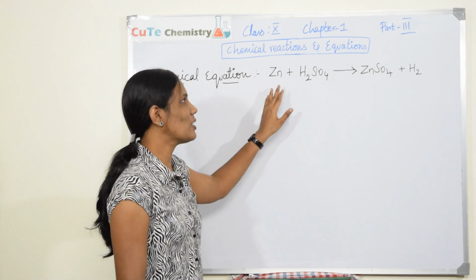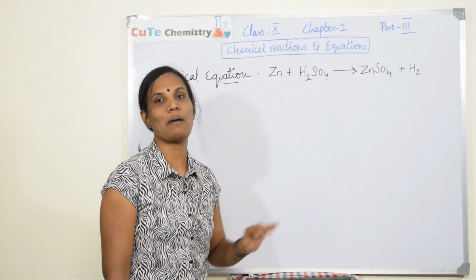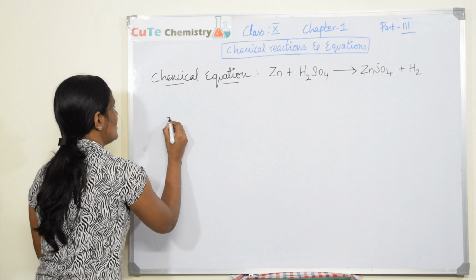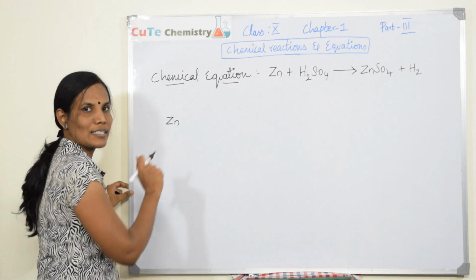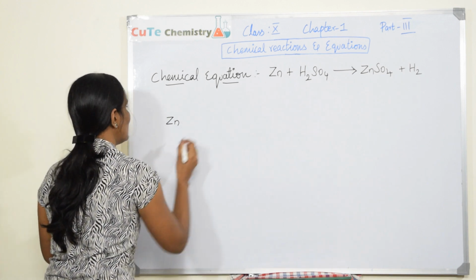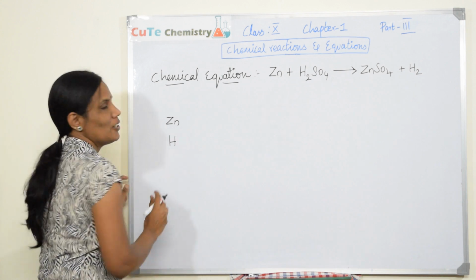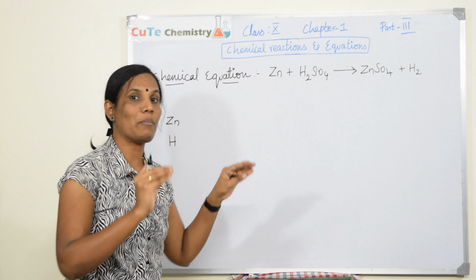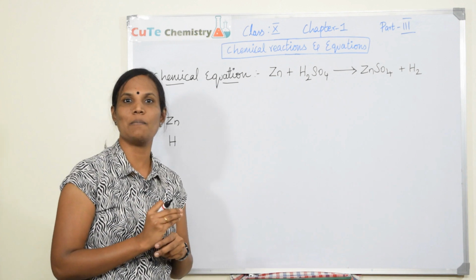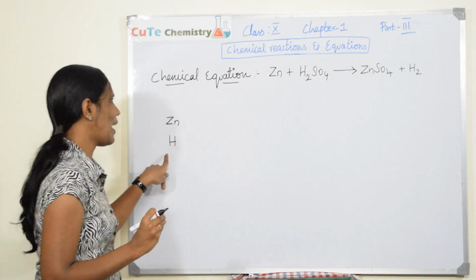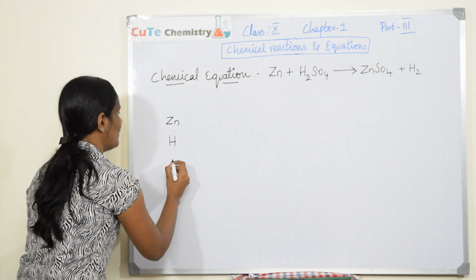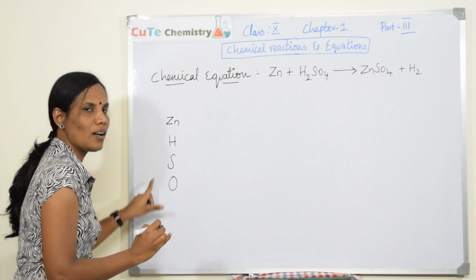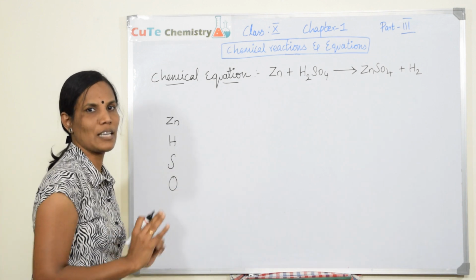The first step is to write the number of atoms participating in this reaction. So we will write like this: zinc, the formula for zinc is Zn, and then hydrogen. You cannot write H2 here because we are going to calculate the number of atoms participating in this chemical reaction. So we can write H, and then sulfur S, and then oxygen O. These are all the elements involved in this chemical reaction.